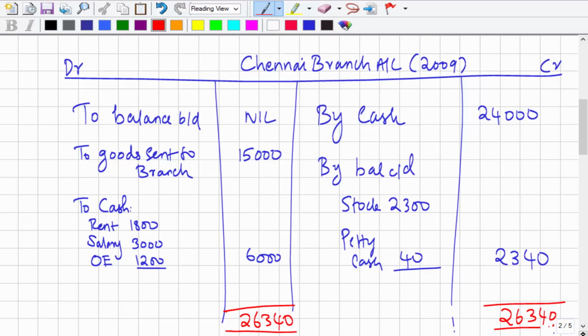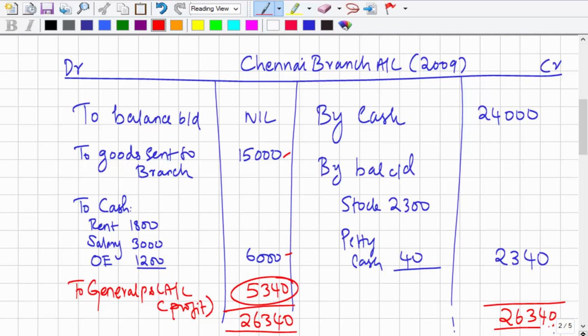It means on the debit side there is a gap, and that gap is nothing but the profit. So 26,340 minus 6,000 minus 15,000 will give us a balancing figure, which is nothing but 5,340, and this is nothing but the profit. So this will get transferred to general P&L. So to general P&L account, and that is nothing but the profit. So this is the profit of Chennai branch for the year 2009.